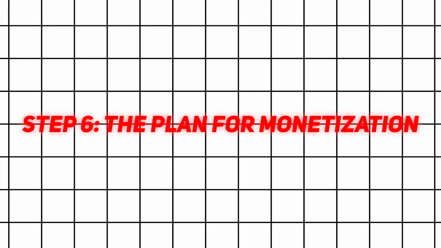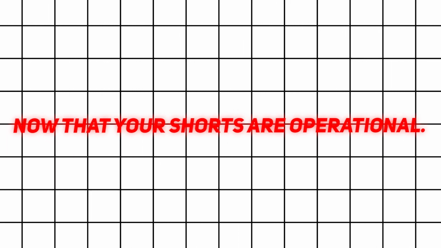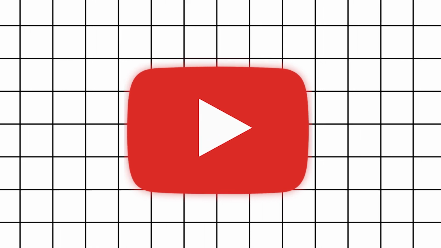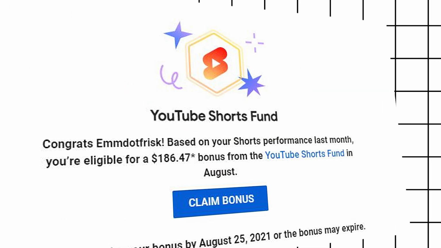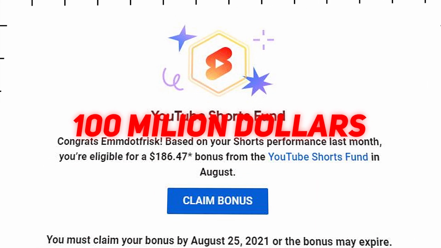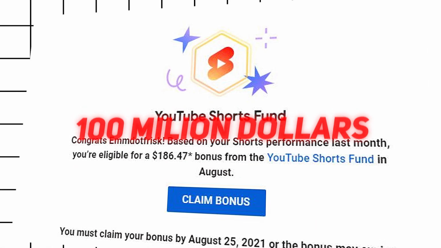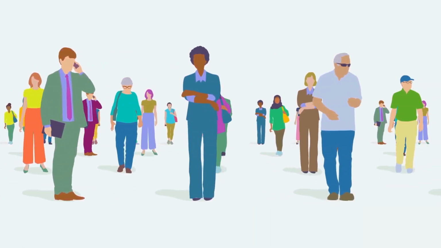Step 6. The plan for monetization. It's time to concentrate on monetization now that your shorts are operational. While YouTube's standard AdSense is not yet fully applicable to shorts, you can still make money in other ways. The YouTube Shorts Fund. YouTube has unveiled the Shorts Fund, a $100 million fund that will be given to producers of attractive, viral videos. All you have to do to be considered for this is consistently publish and gain views.